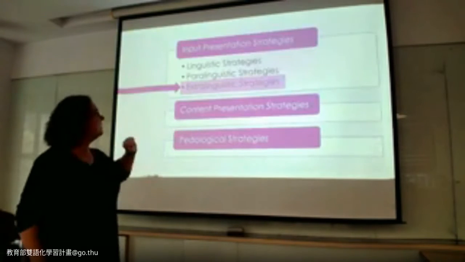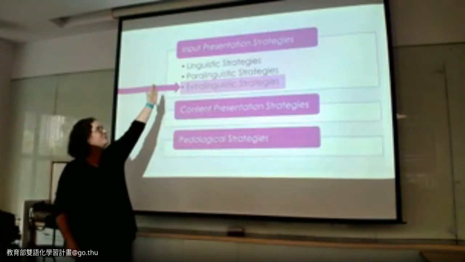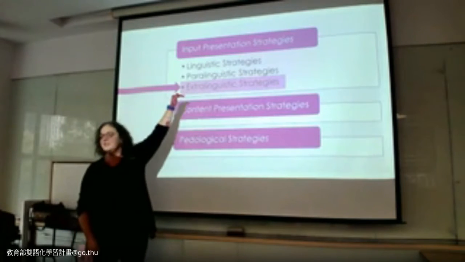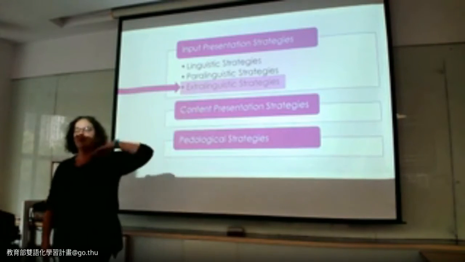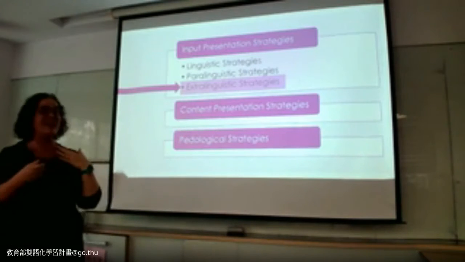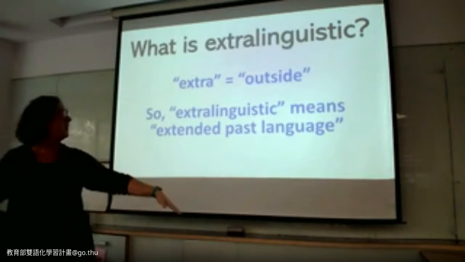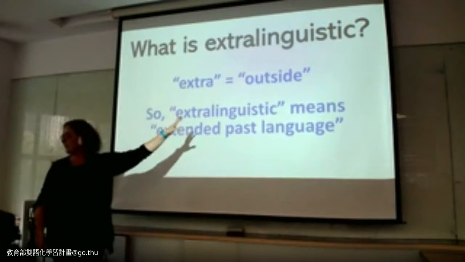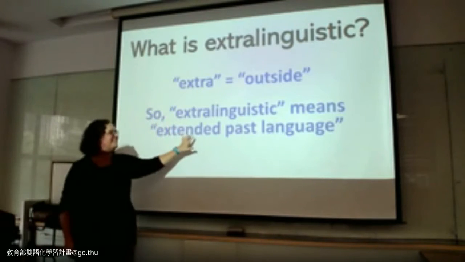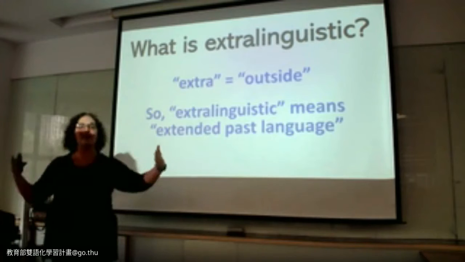No? Okay. So now we're moving on. We've done linguistic strategies. We've done paralinguistic strategies. Now let's look at extra linguistic. So para means beyond, and we're still talking about language. Extra means even further beyond. So extra has the idea of outside. So extra linguistic means extended past language, outside language.